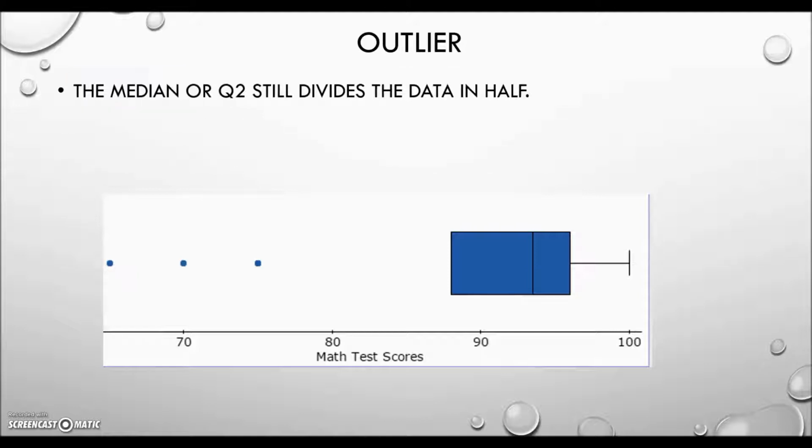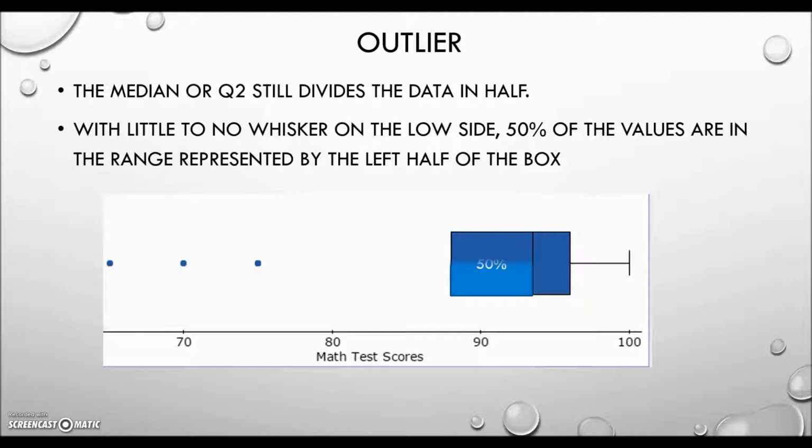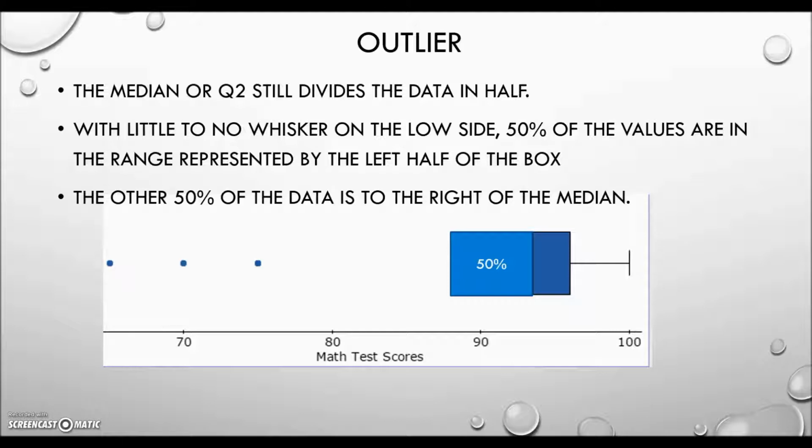The median, or Q2, still divides the data in half. With little to no whisker on the low side, 50% of the values are in the range represented by the left half of the box. The other 50% of the data is to the right of the median.